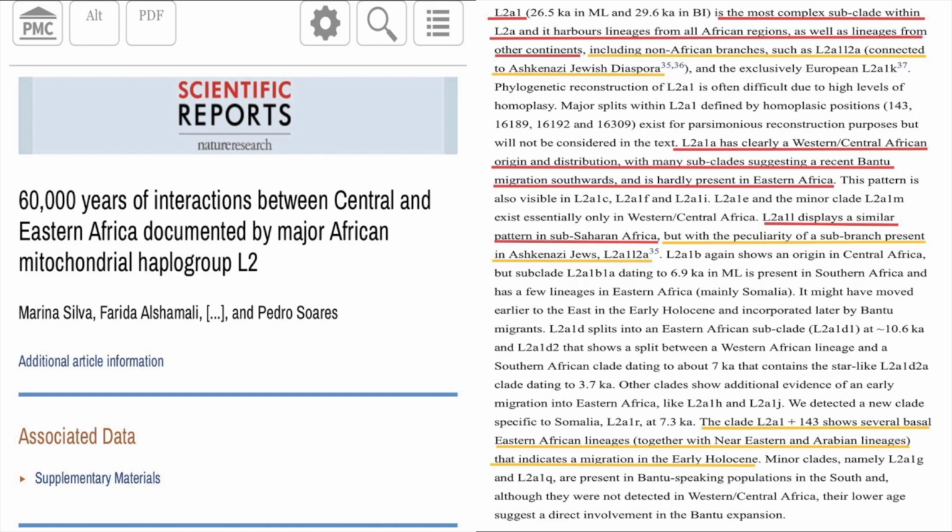L2A11 displays a similar pattern in sub-Saharan Africa, but with the particularity of a sub-branch present in Ashkenazi Jewish L1 L2A1 L2A. The clade L2A1 plus 143 shows several basal Eastern African lineages together with Near Eastern and Arabian lineages that indicate a migration in the early Holocene. And of course, the early Holocene would have been around the time of the Natufians. So it's very interesting how we do see these L2A1 markers being in Near Eastern and Arabian populations as far back as that.